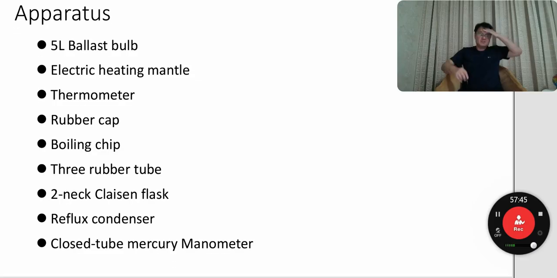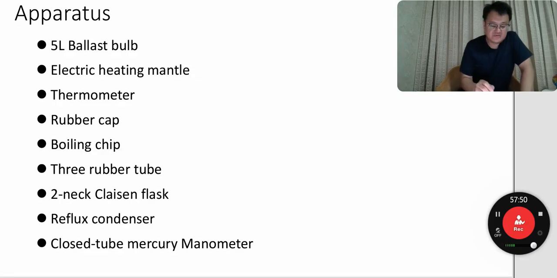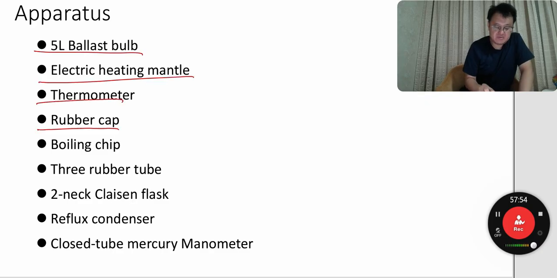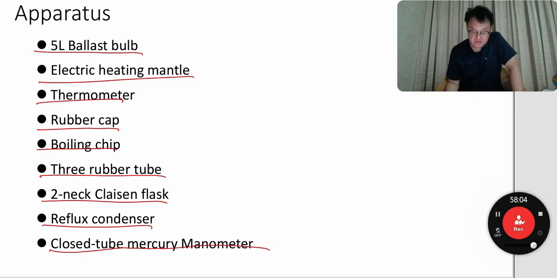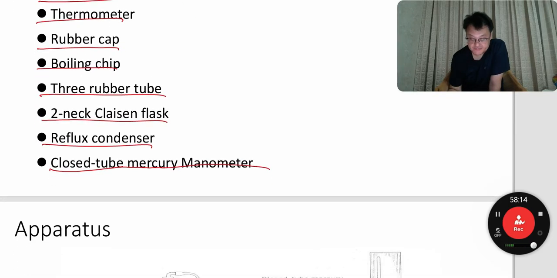Okay, now we are going to the experimental part. Apparatus: 5-liter ballast bulb, electric heating mantle, thermometer, rubber cap, boiling chip, 3 rubber tubes, 2-neck flask, reflux condenser, closed tube mercury manometer. Manometer, we already learned about this word in the first experiment. This is the apparatus which you use for pressure measurement.